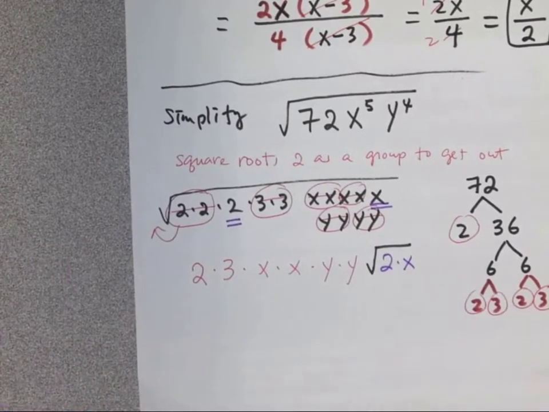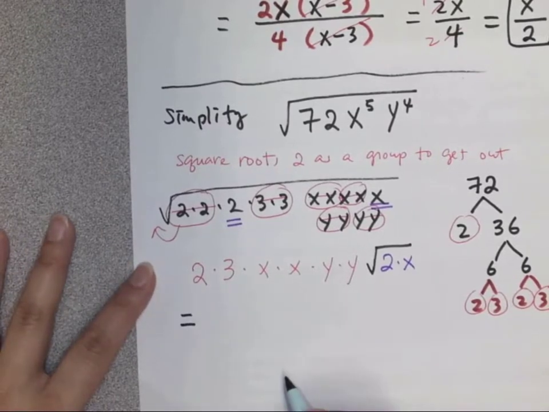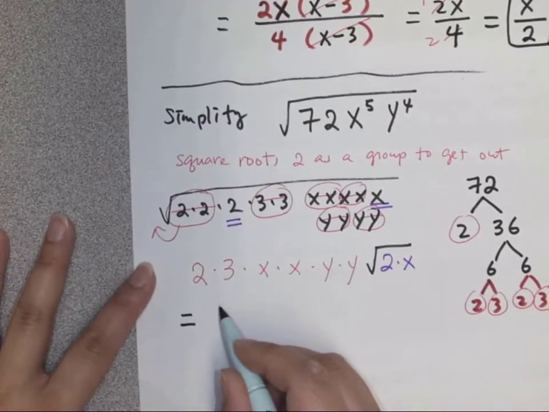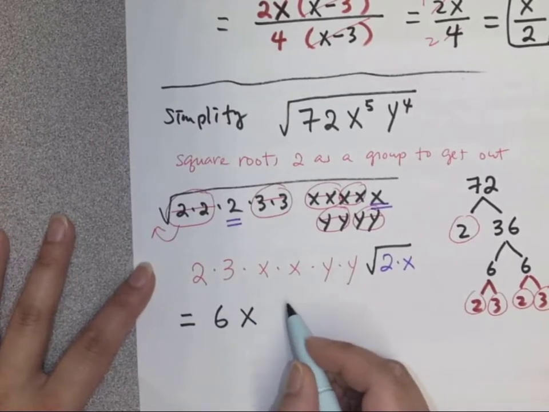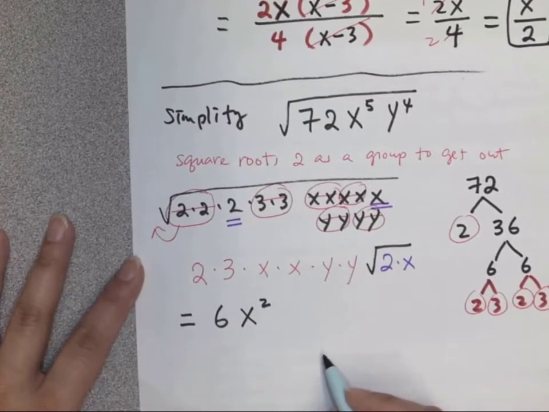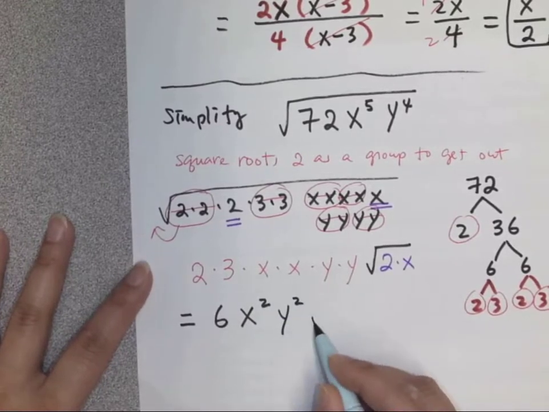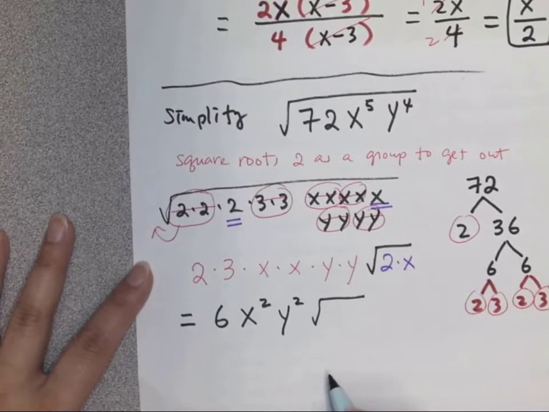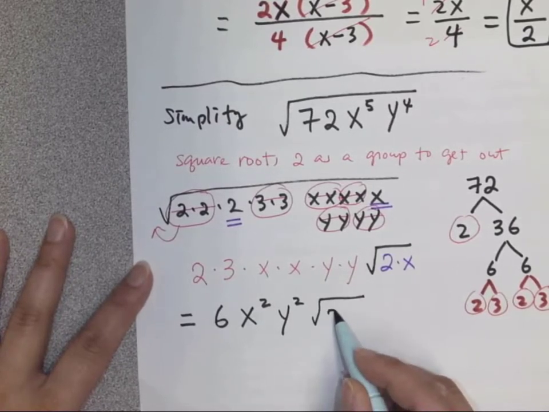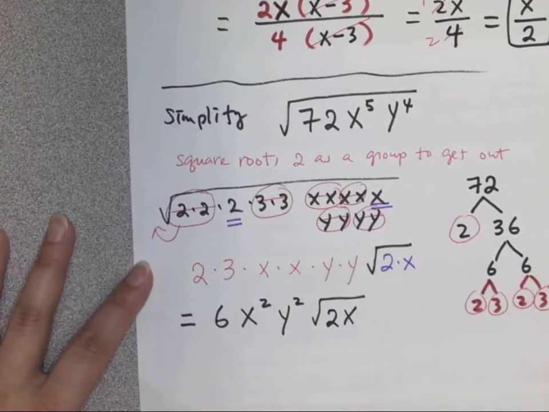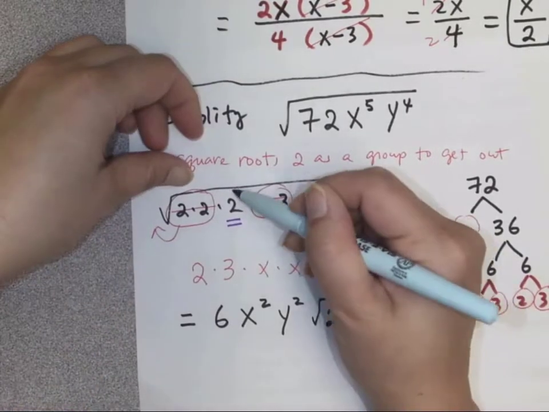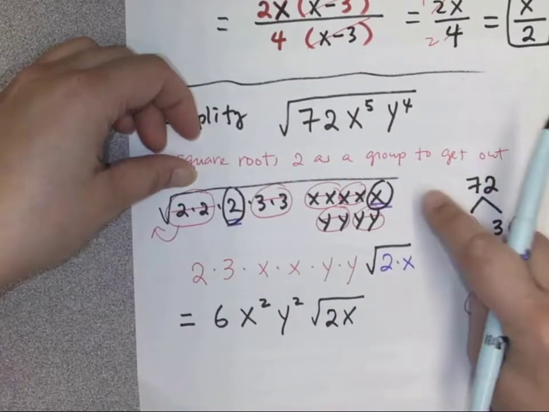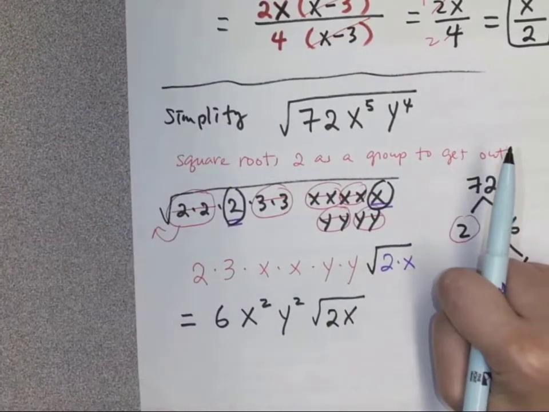So the final answer is going to multiply all of them together. 2 times 3 is 6. x to the second power, y to the second power, square root of 2x. Where do I get the 2 and the x under the root? You still have a 2 under the root and you still have an x under the root. That didn't get out, so they were the leftover ones.